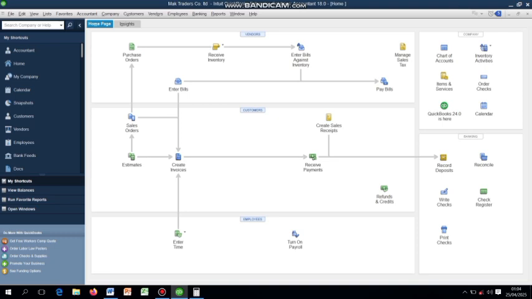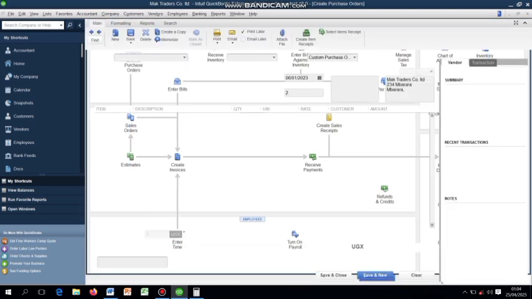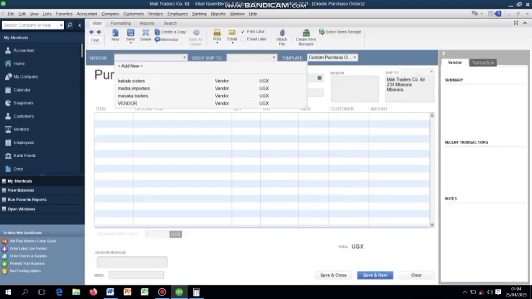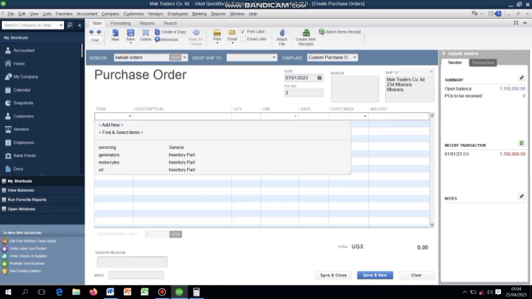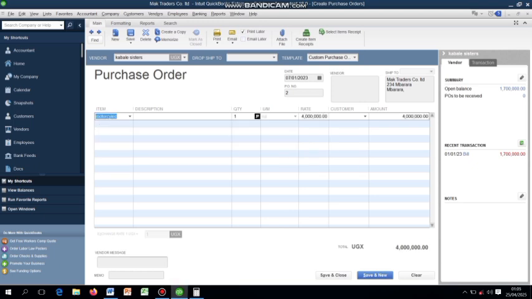That's 7th: bought 8 motorcycles by check from Cavalry Sisters. So it's also a purchase. I'll come to purchase. This time the vendor is Cavalry Sisters. I change the date to 7. I write the item, motorcycles, and change the quantity to 8. Then I will save and close.